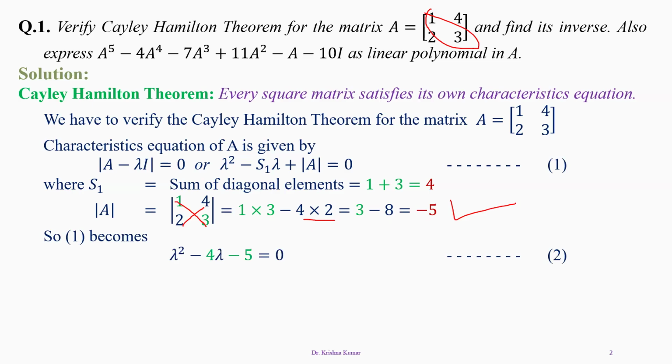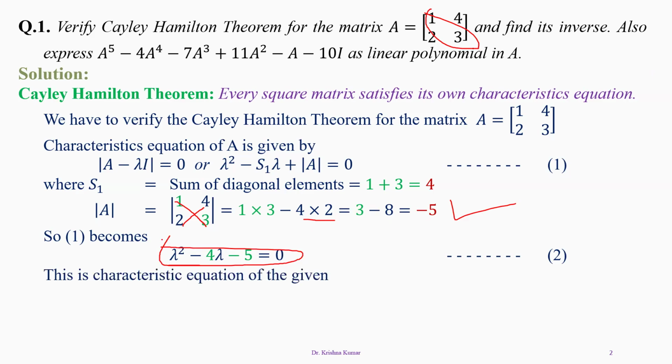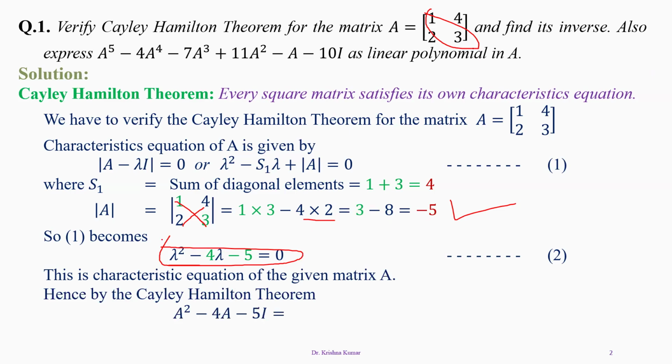Now, according to the Cayley-Hamilton theorem, every square matrix satisfies its characteristic equation. A is a square matrix over here, so the matrix A will satisfy this equation. Hence, by the Cayley-Hamilton theorem, we can replace λ by A. So A² - 4A - 5I = 0. This is the Cayley-Hamilton theorem. Now we have to prove that A² - 4A - 5I = 0.